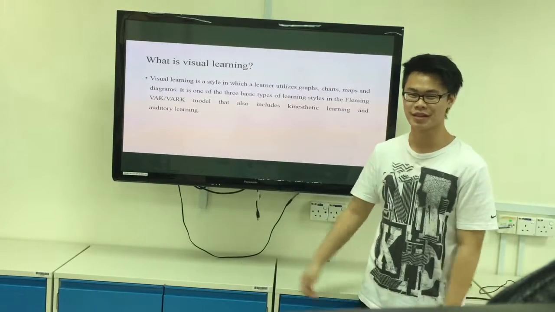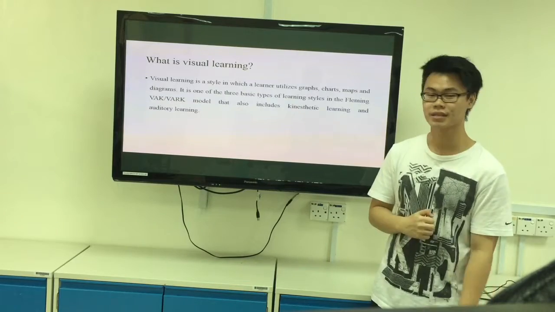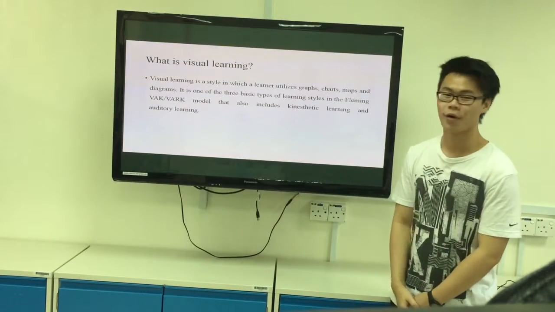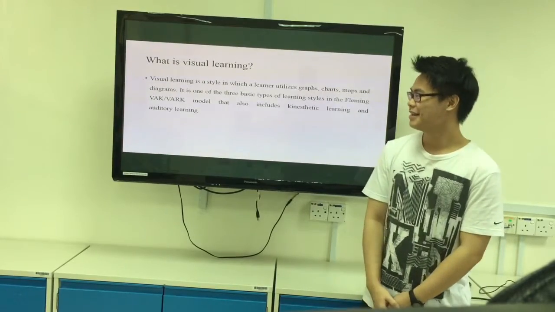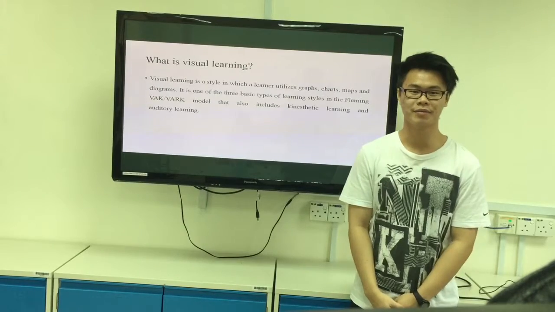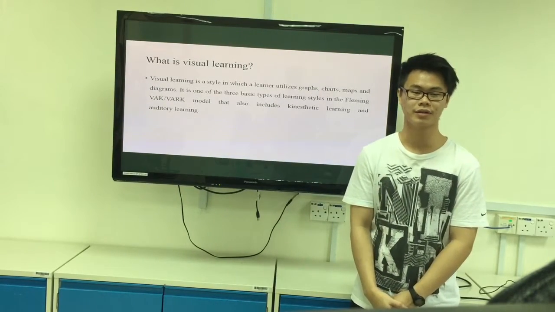Okay, so what is visual learning? Visual learning is a style in which a learner utilizes graphs, diagrams, pictures in his or her notes. It is one of the three basic types of learning styles in the Fleming-Rach model, which also includes kinesthetic learning and auditory learning.